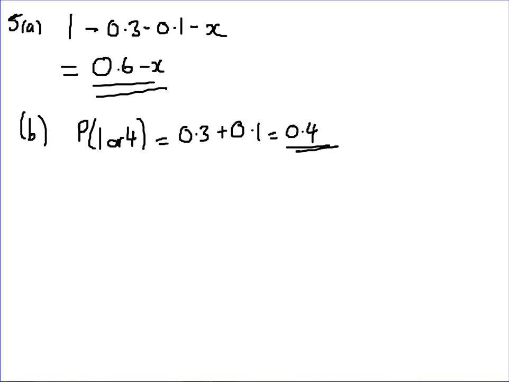We've then got Denzel. He spins the spinner 300 times. Write down an expression in terms of X, the number of times the spinner is likely to land on 3. Well, it's just the probability of 3 times by 300. So we've got 300 and then X, because we don't know what that is.